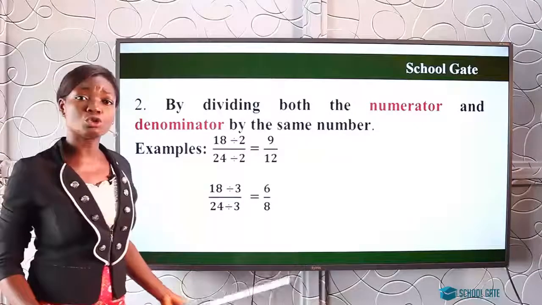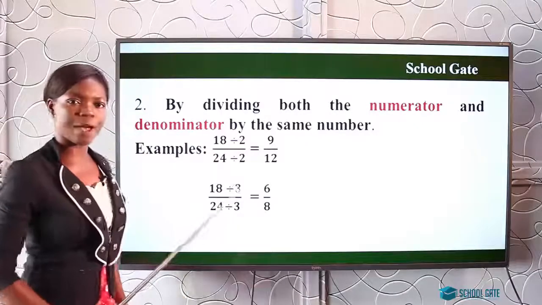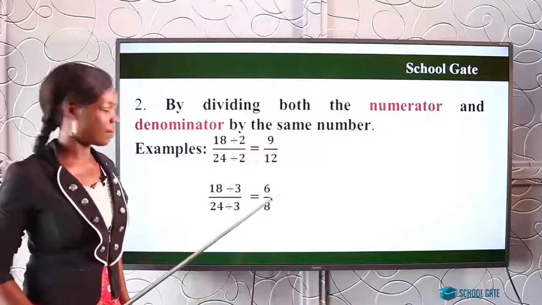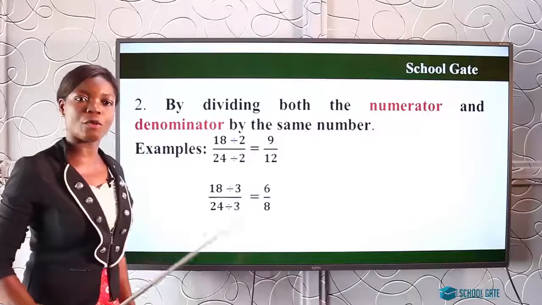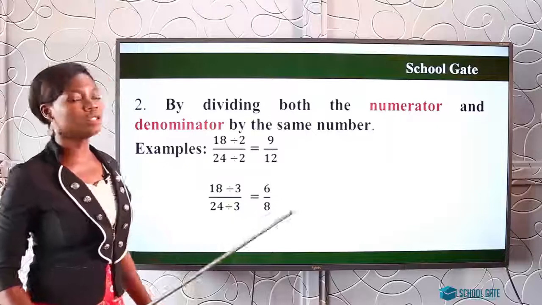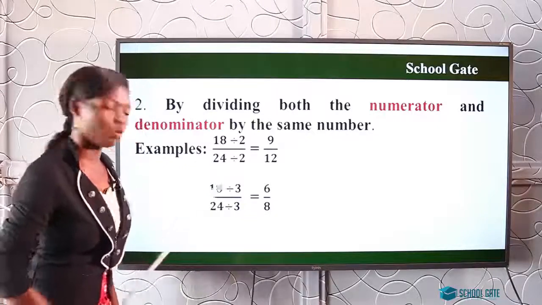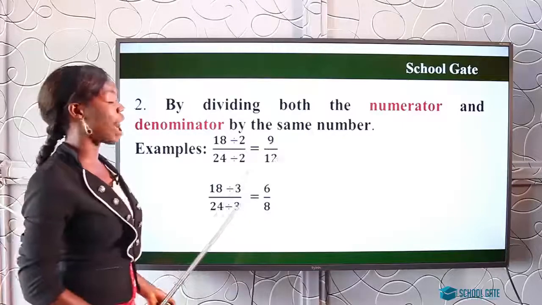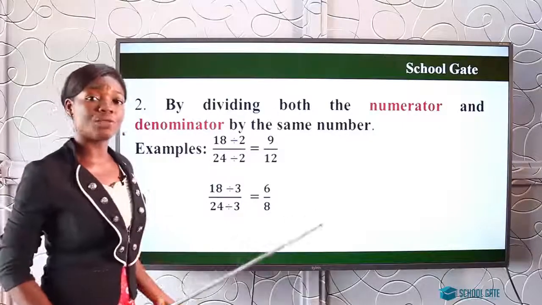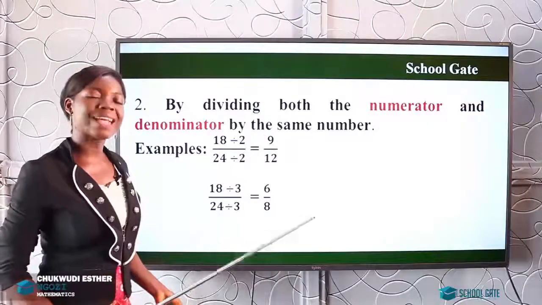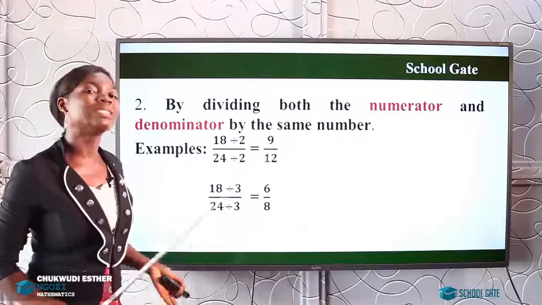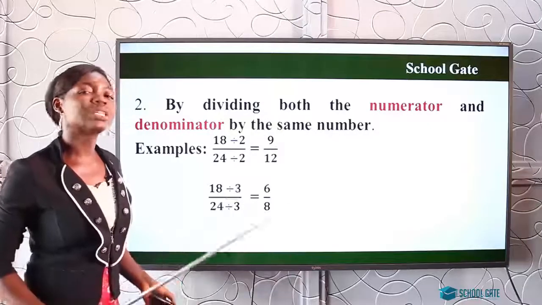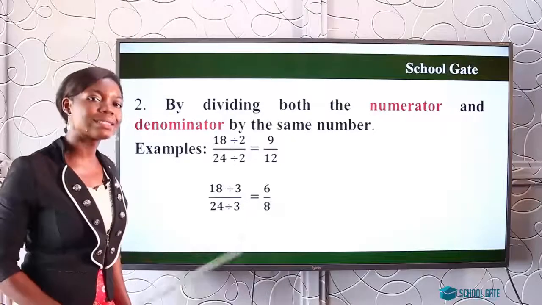Now, if you say you want to use 4, 18 divided by 4, you will have a remainder. But 24 divided by 4 will give us 6. So you can't use 4 to divide 18 over 24. Are we following? So anytime you're asked to reduce to their equivalent fraction, if you're dividing, make sure it's the number that would divide exactly without remainder, and it should be the same number.